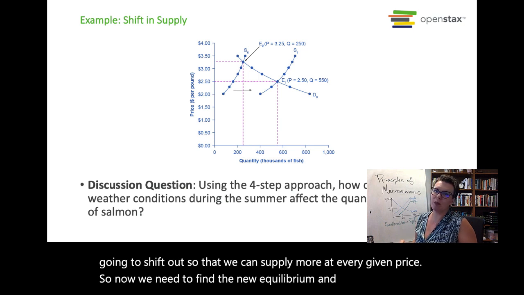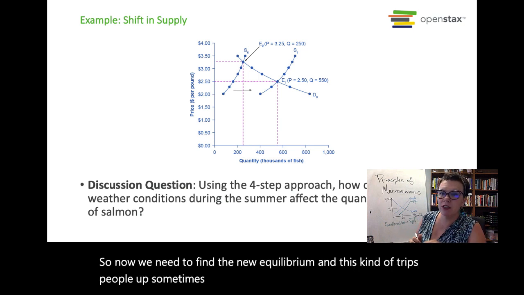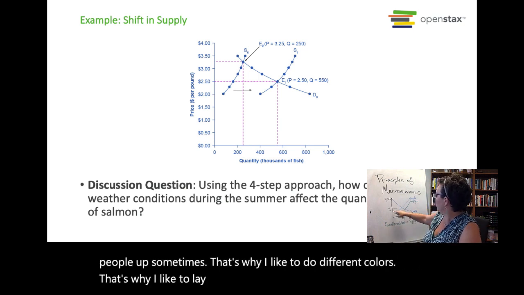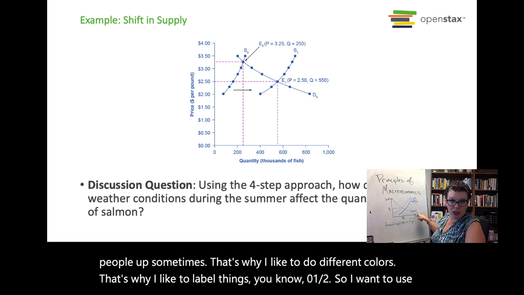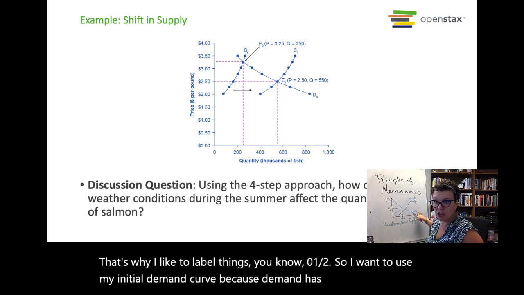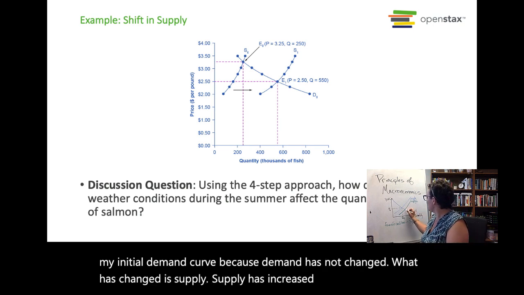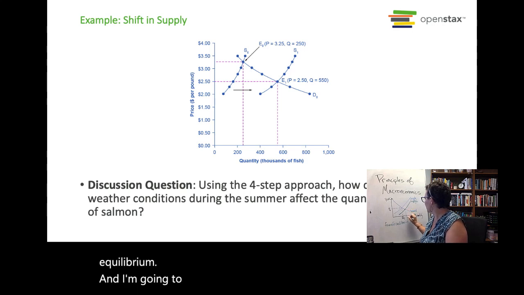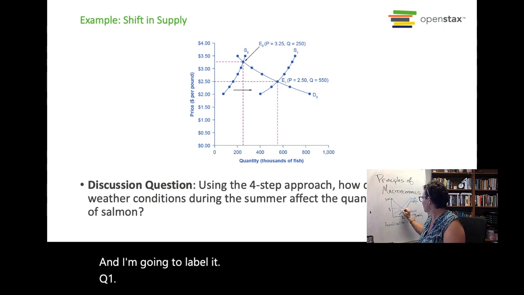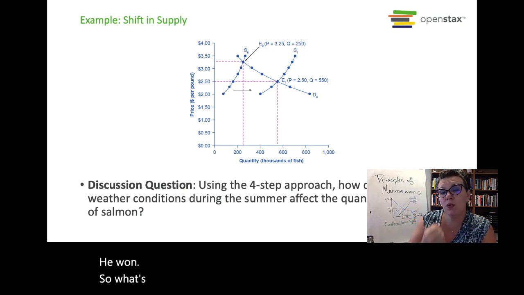And this kind of trips people up sometimes. That's why I like to do different colors. That's why I like to label things, 0, 1, 2. So I want to use my initial demand curve because demand has not changed. What has changed is supply. Supply has increased. So this is my new equilibrium, and I'm going to label it Q1, P1.